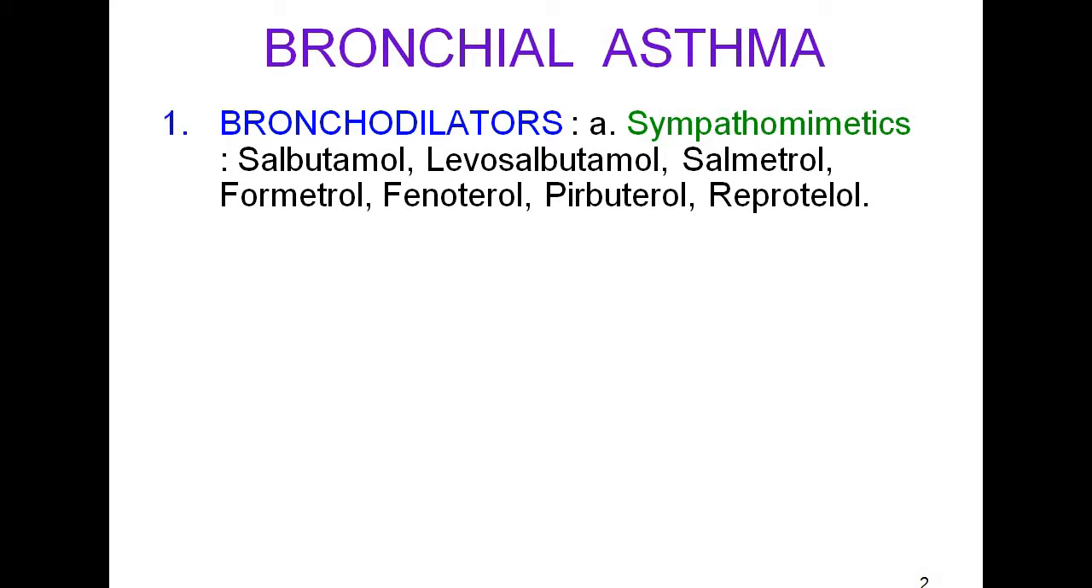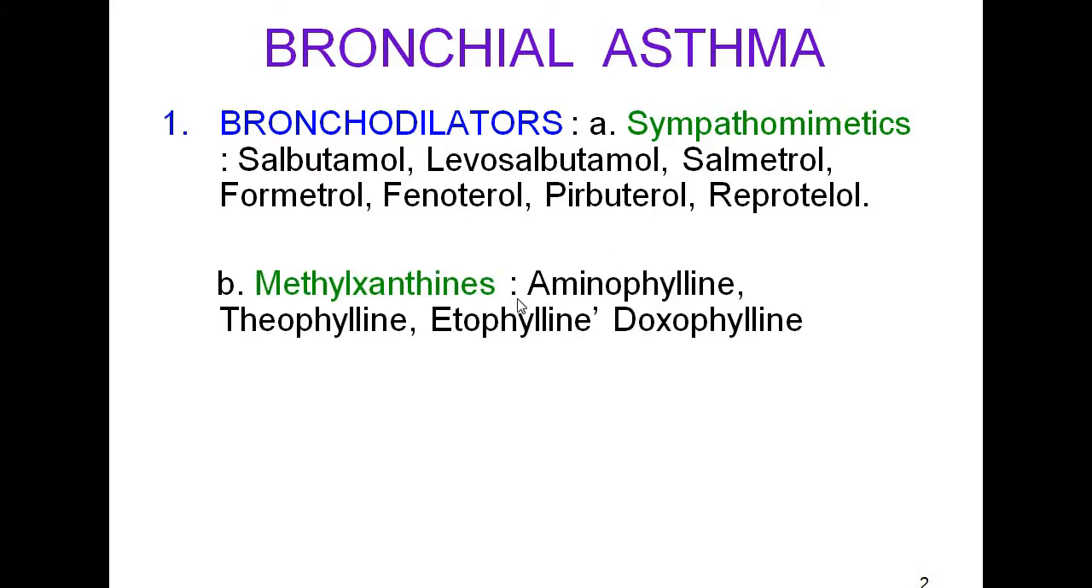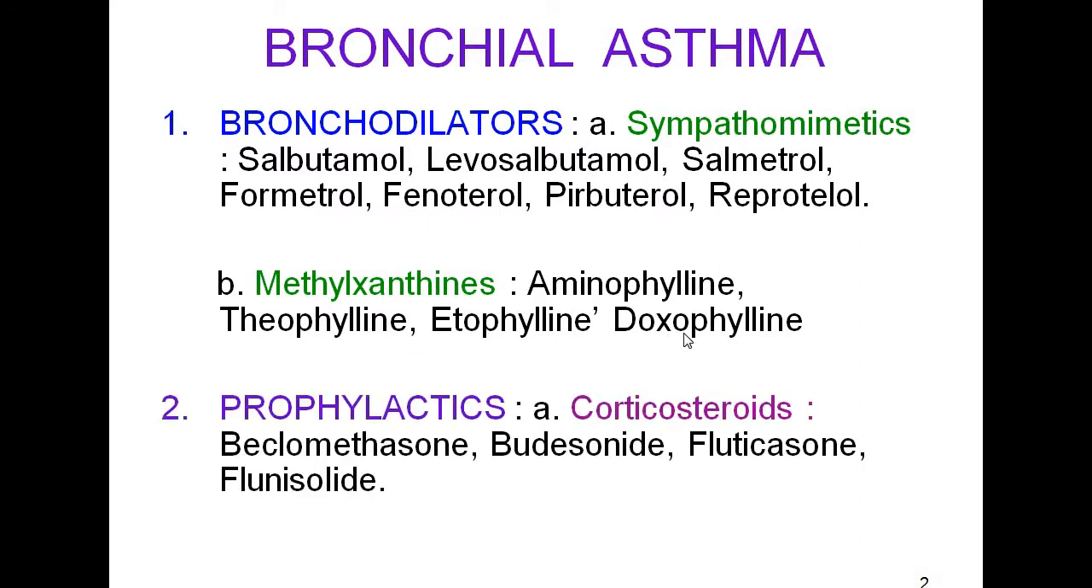Now, the classification of drugs used in bronchial asthma, the major group are the bronchodilators. Under that, we have sympathomimetics, more specifically beta-2 selective agonists, which is a 5-mark question. We have salbutamol, levosalbutamol, salmeterol, formoterol, fenoterol, bambuterol, and reproterol. Then we have the methylxanthines, namely aminophylline, theophylline, etophylline, and doxofylline.